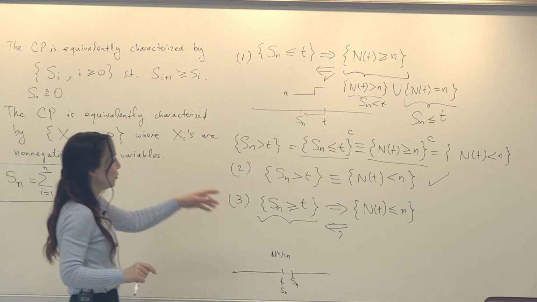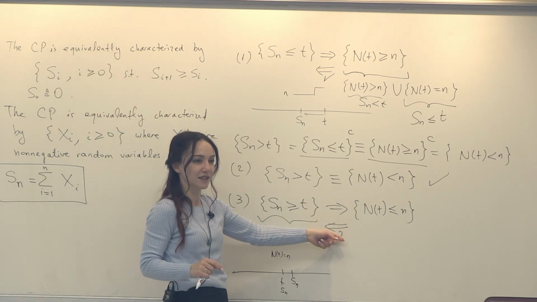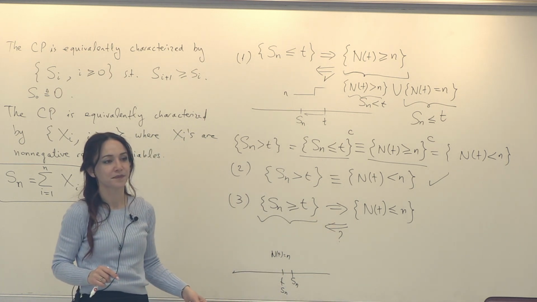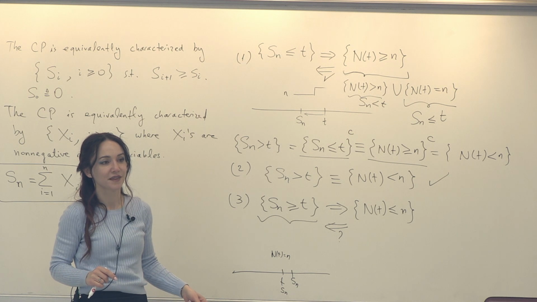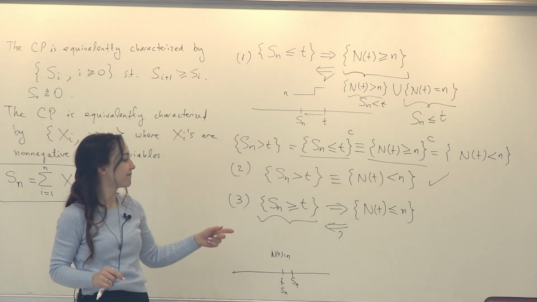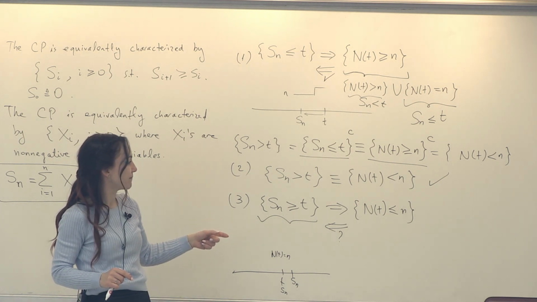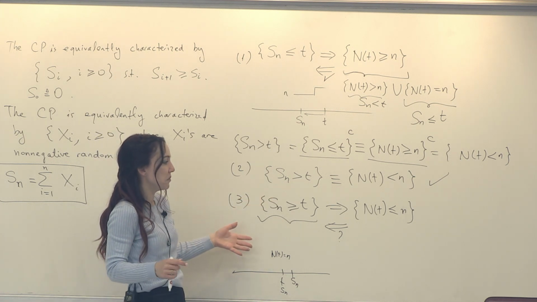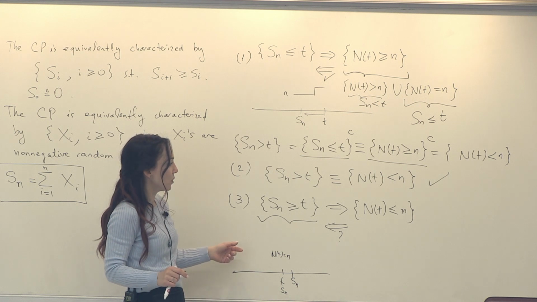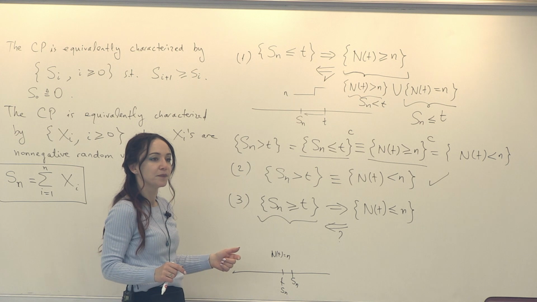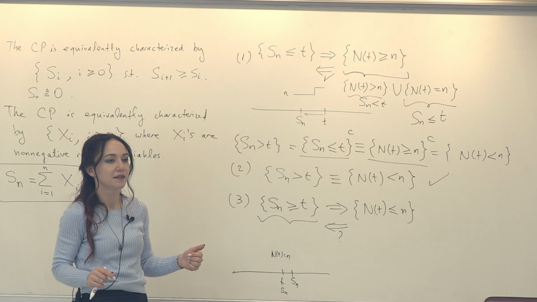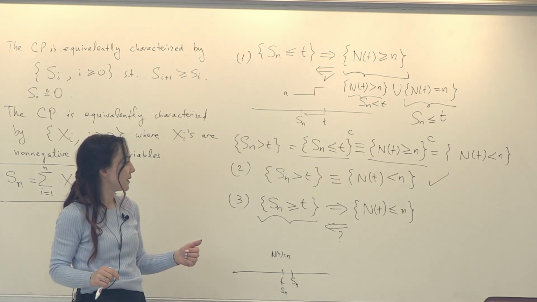So basically, Atakan suggested that this is not true. Why not? Because we already said that N(t) equals n shows that Sn is smaller or equal to t. So it can be more to the left if it's equal. I see. So if Sn is before t, but Sn plus 1 is after t, N(t) is equal to n, but Sn is not greater or equal to t.